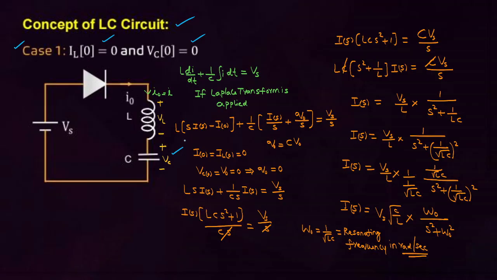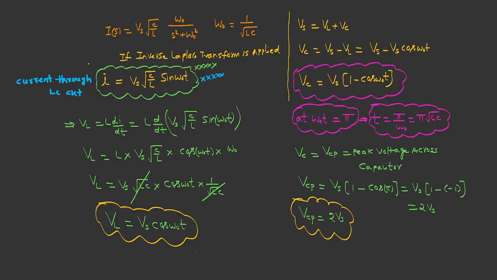And one more point you have to remember: these formulas are applicable if a diode is given, even if a thyristor is given. Let us assume that the thyristor is triggered at alpha equal to 0 and the switch is closed at t equal to 0. With that assumption, these formulas are applicable for the diode case, even the thyristor case. Then in the first case, this is the current through the LC circuit.